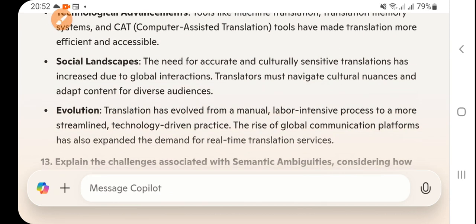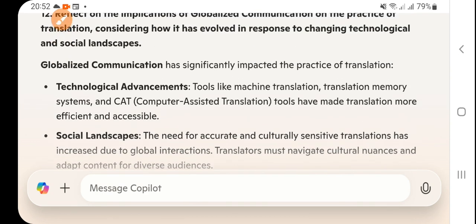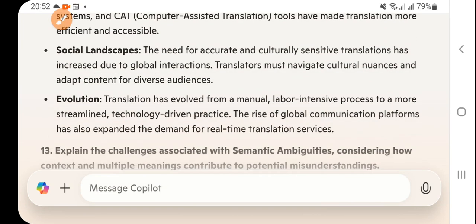And now the social landscape: the need for accurate and culturally sensitive translations has increased due to global interaction. So with accurate translation, we can understand their culture and everything, right? That's an important tool because of globalized communication. Then we are able to understand their culture, their feelings, and everything, because of global interactions, right?